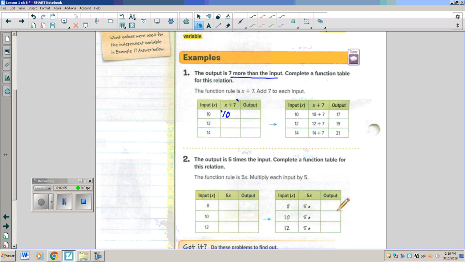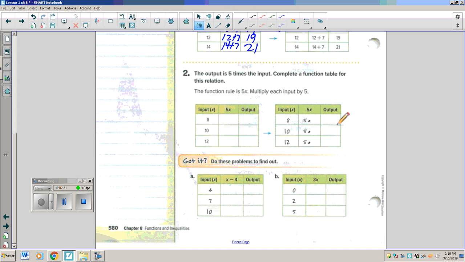So for the second column, you write 10 plus 7. The output or the answer is 17. This time they changed it to 12. 12 plus 7 is 19. 14 plus 7 is 21. Input, rule, output. See, it's not that hard.